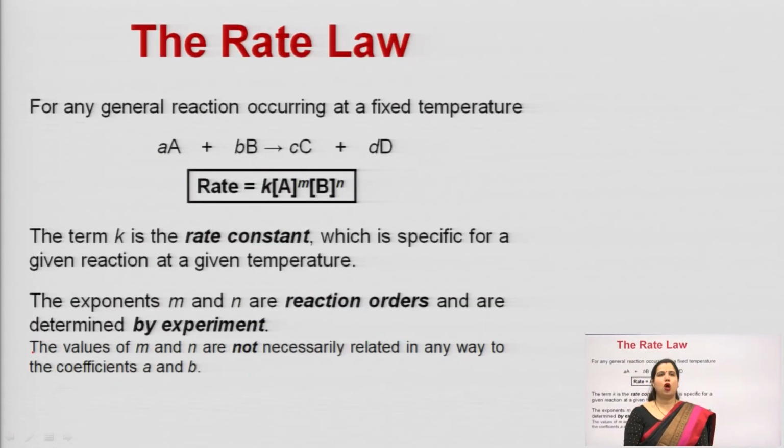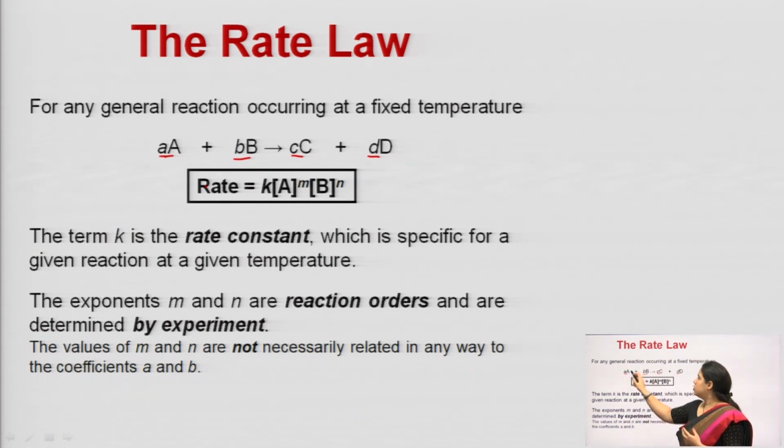So, first we will talk about the rate law. For any general reaction occurring at a fixed temperature, like aA plus bB, these are the reactants and they will give you the products cC and dD. In our last session, these small letters represent the coefficient values, along with the coefficient values of each reactant and product.